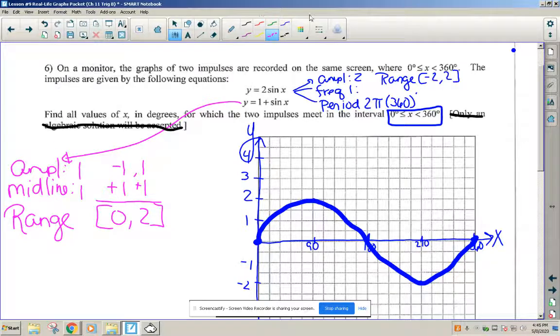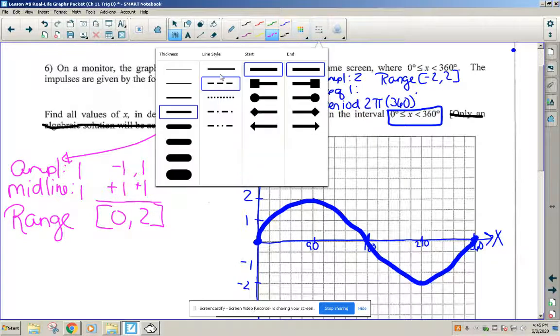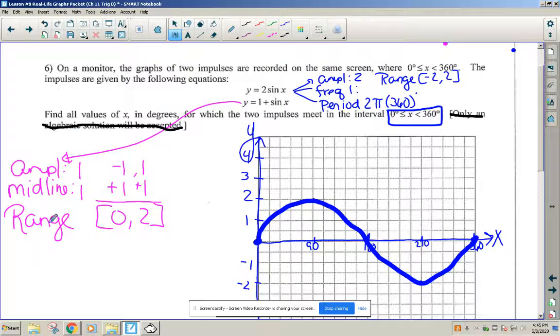Next, we have our pink, the 1 plus sine of x. Now, let me just go through a little bit of this, if I can. This one is saying that I have a midline of 1. They started with the midline. I have an amplitude of 1, and I have a frequency of 1. So everything on this one was 1, which gives me a period of 2 pi divided by 1, and that would be just 2 pi.